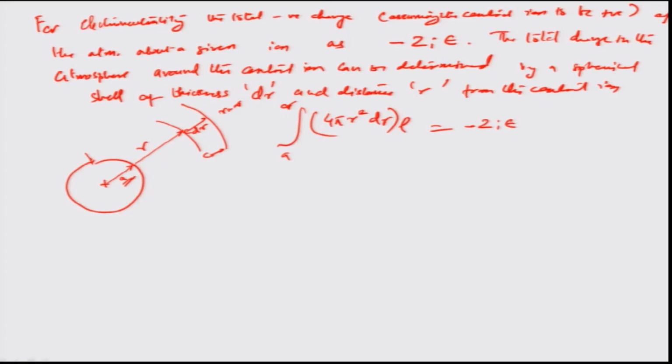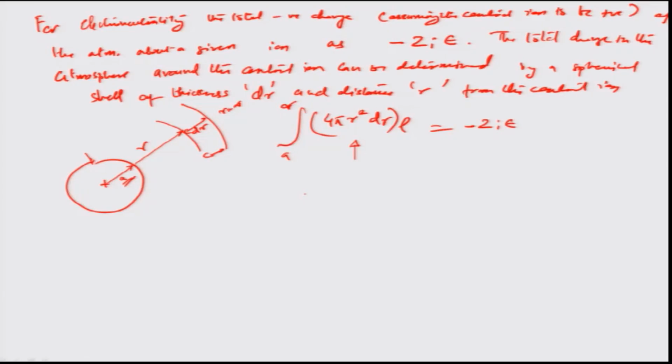Okay. And this is because obviously the central ion here would have exactly the same magnitude of charge as the atmosphere around it. There is no more positive ion in the whole system. That is what we are assuming. We are assuming only one central positive ion in this whole derivation.